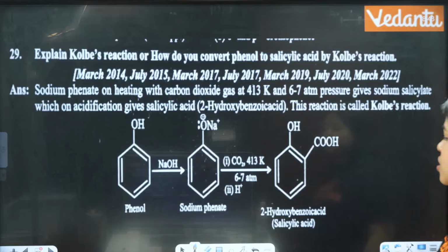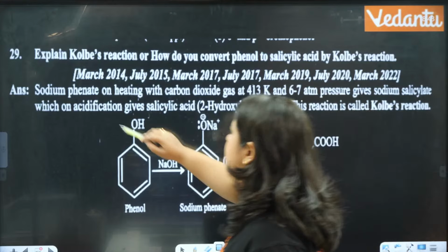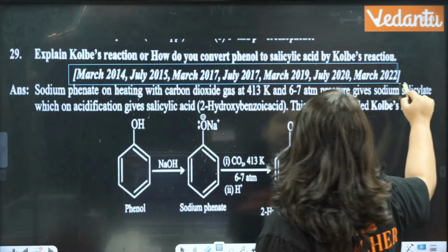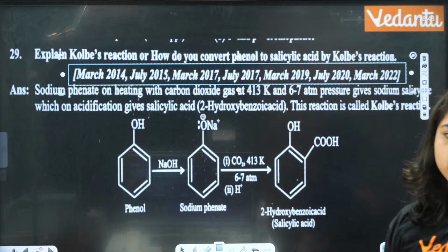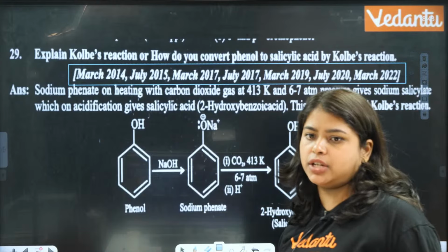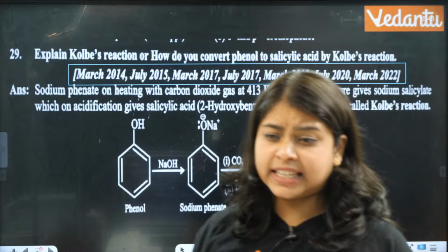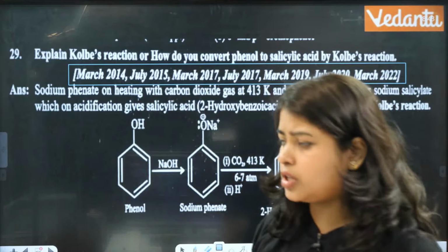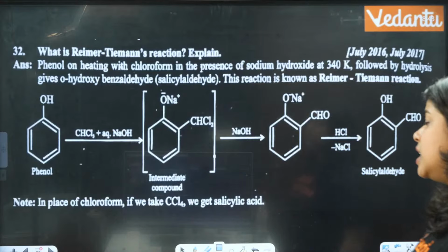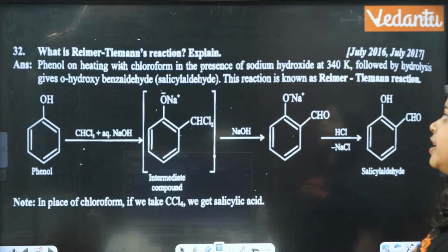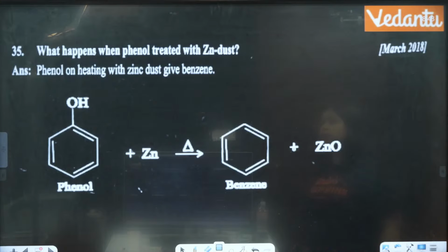Next, Kolbe's reaction. I told you at that time that it carries full marks. Kolbe's reaction was asked in March 2014, 15, 17, so many times this question has been asked. Reimer-Tiemann reaction we have also discussed. Then what happens when phenol is treated with Zn dust? This has also been discussed.